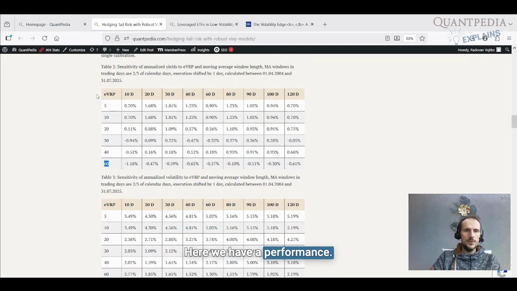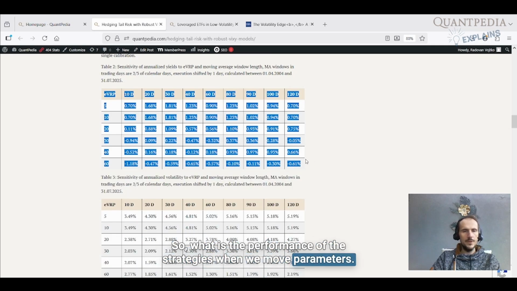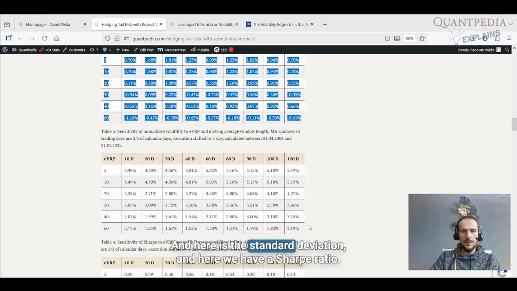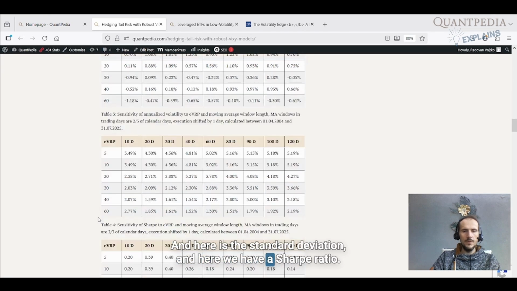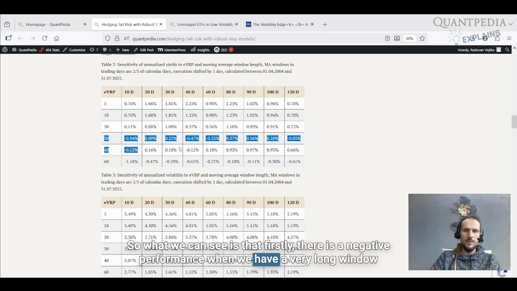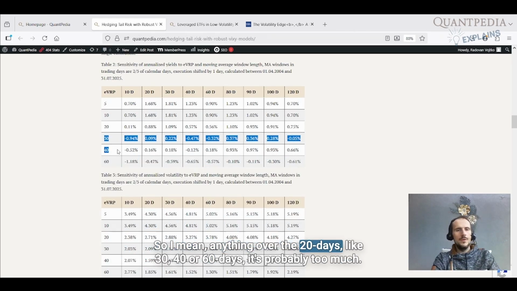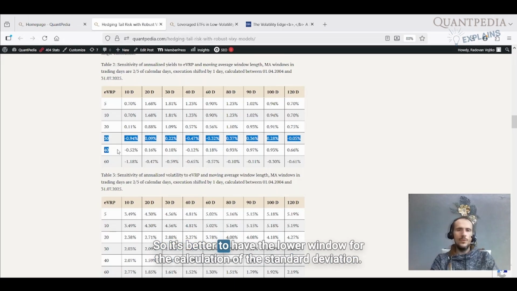Here we have the performance. So what is the performance of the strategies when we move parameters, and here is the standard deviation, and here we have the Sharpe ratio. What we can see is that firstly there is a negative performance when we have a very long window for the calculation of the standard deviation. I mean anything over 20 days, like 30, 40 or 60 days, is probably too much. So it's better to have a lower window for the calculation of the standard deviation.